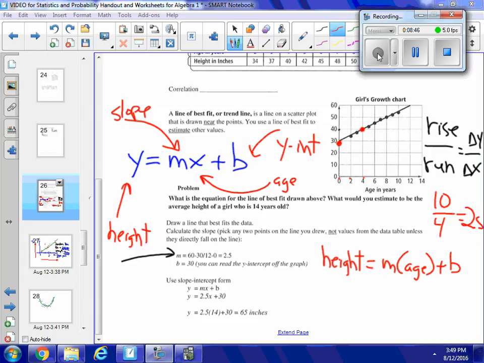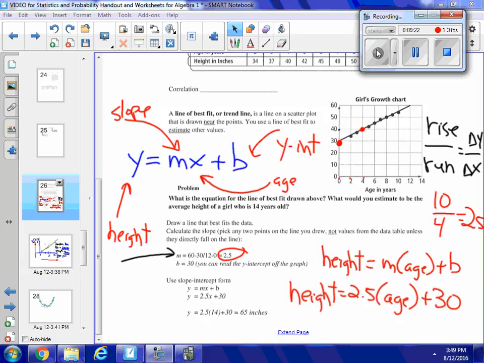And that's exactly what they calculated here using some different numbers. My y-intercept was 30. So the slope of this line, the equation for this prediction of relationships, would be predicted height is equal to 2.5 times the age plus 30. This is height in inches.